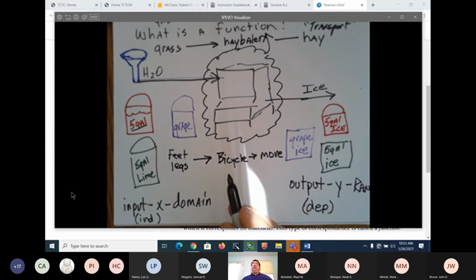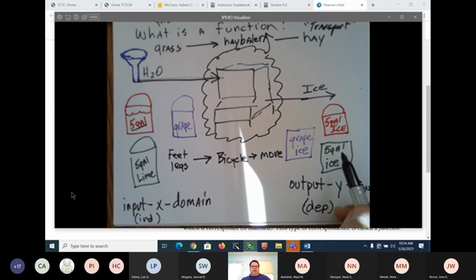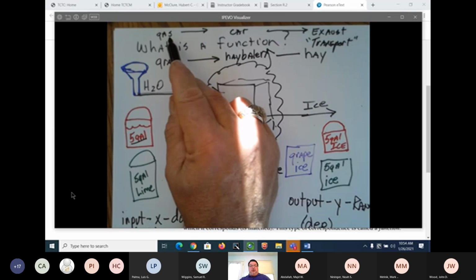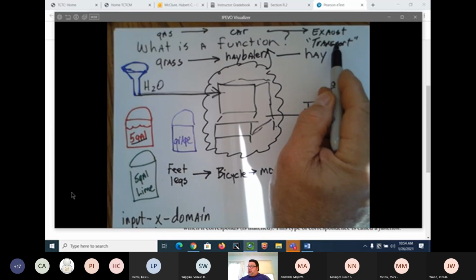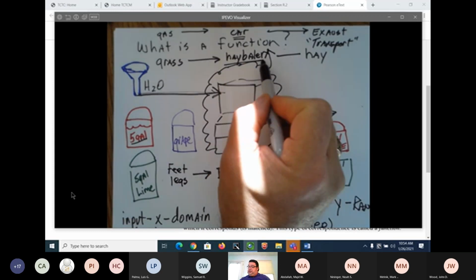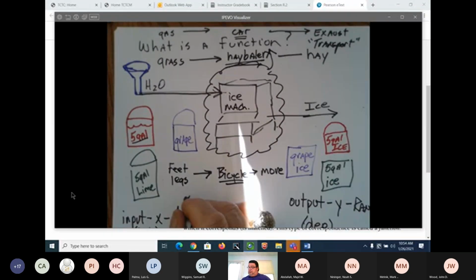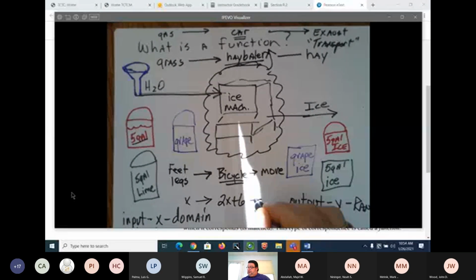Because if you get on a bicycle and it's not modified and you don't have any legs, the bicycle is going to fall down unless you have a modified bicycle that you can run with your hands. Okay, that's the whole point. If you don't have any water, you ain't got no what? Ice. If you don't have any grass, you don't have no hay. If you don't have any gas, you ain't got no transportation. And the function is the car, the hay baler, the ice machine, or the bicycle, or X input, 2X plus 6, Y.